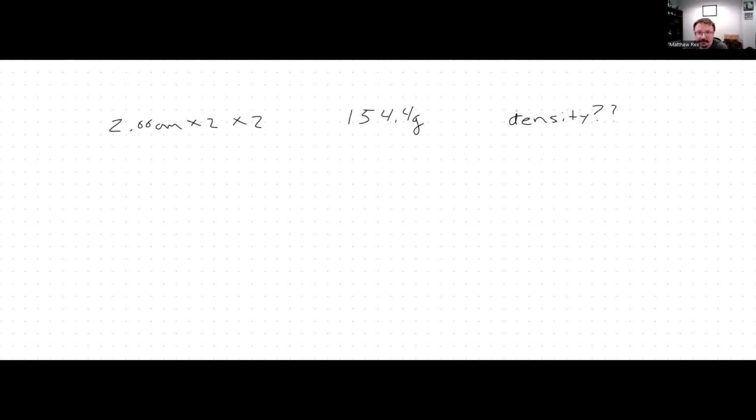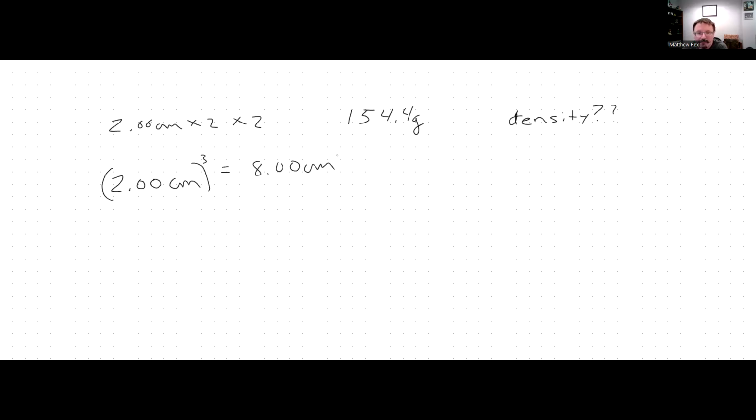And density is mass over volume. We have the mass. We don't exactly have the volume, but we do have the dimensions of this cube. If we know the length, the width, and height of it, we should be able to find the volume. So I'm going to take that 2 centimeters and multiply 2 times 2 times 2, or I can take 2 centimeters cubed, and I should see that its volume is 8 cubic centimeters.